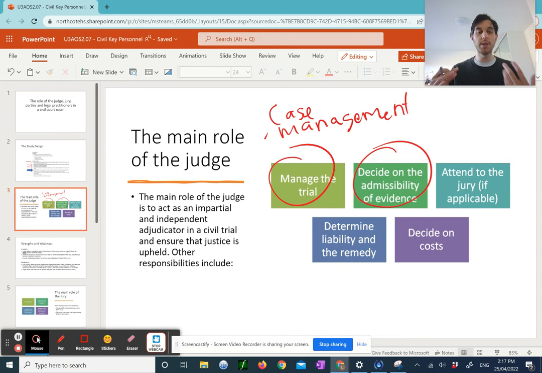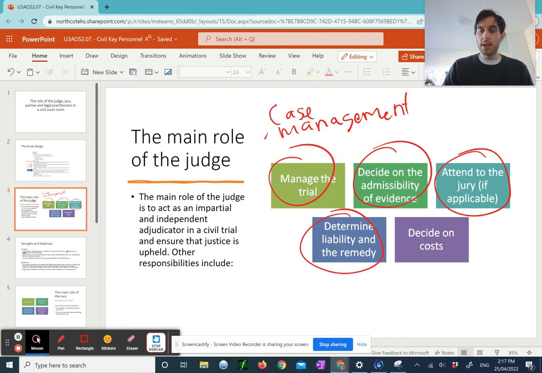They might decide you're not allowed to ask that question or use that document in court because it's not relevant or because it might be too prejudicial or for a number of reasons. So they can decide which evidence is and isn't allowed to be heard. They can give directions to the jury. They might explain to the jury what a particular piece of law means, for example, or how to apply the law.